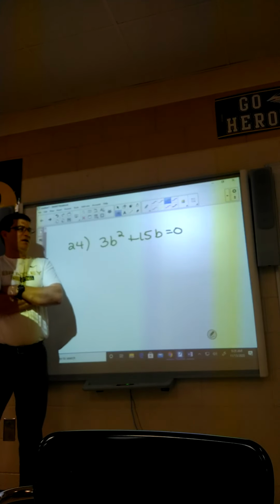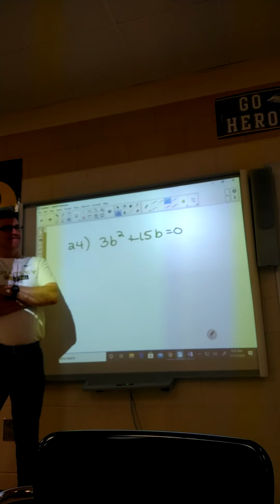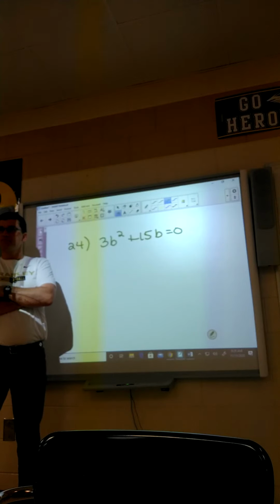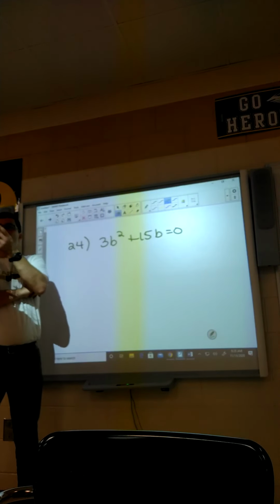So y'all help me out. Are those numbers perfect squares? No. So I got to try and divide them. Can I divide them both by something? Yes. What? By 5. Well, 5 doesn't divide into 3. So I can divide it by 3.